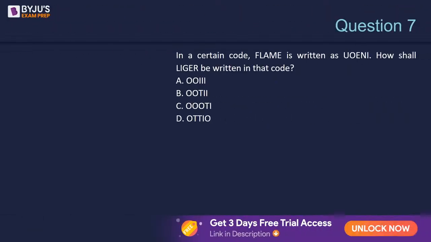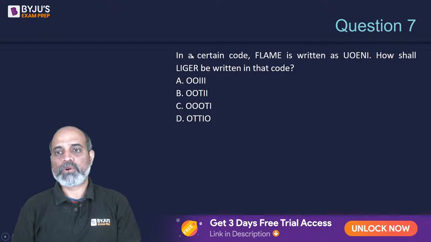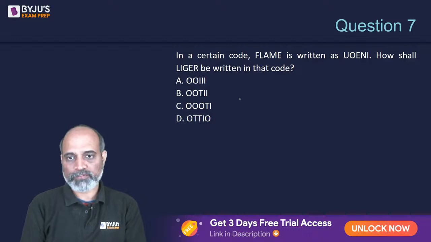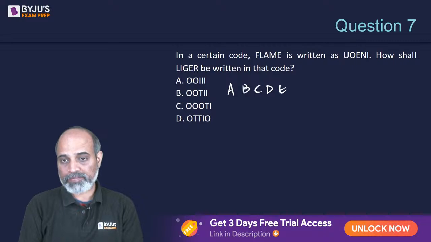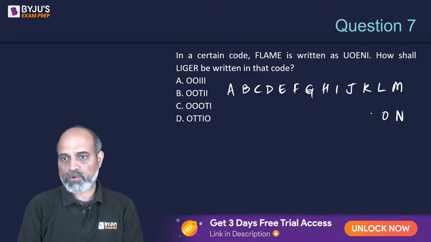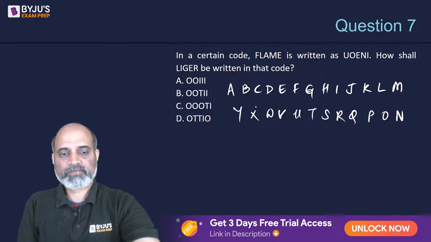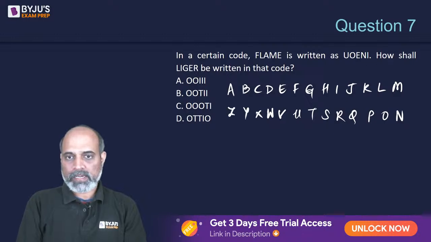Okay. Next one. In a certain code, FLAME is written as UOENI. How shall LIGER be written in that code? So for that, first of all, we will need all the 26 letters so that we can relate them. So we have E, F, G, H, I, J, K, L, and M. And then we'll have N, O, P, Q, R, S, T, U, V, W, X, Y, and Z.